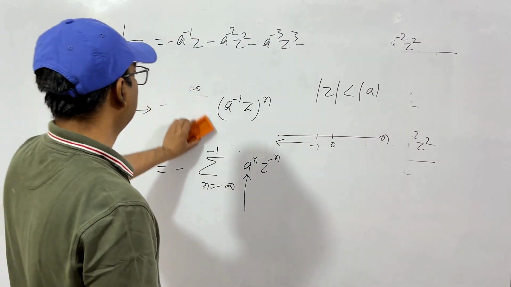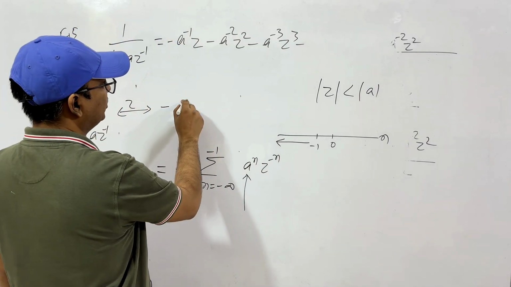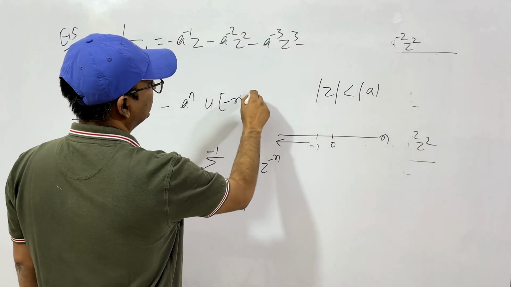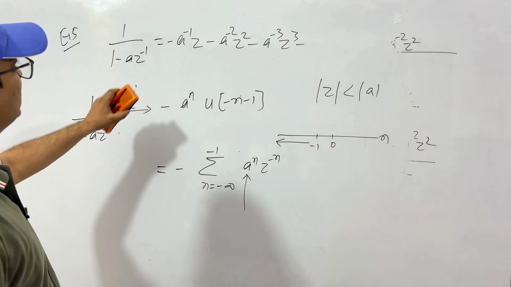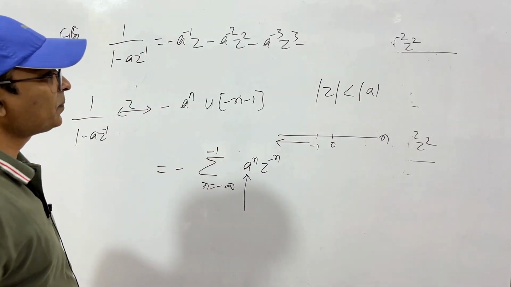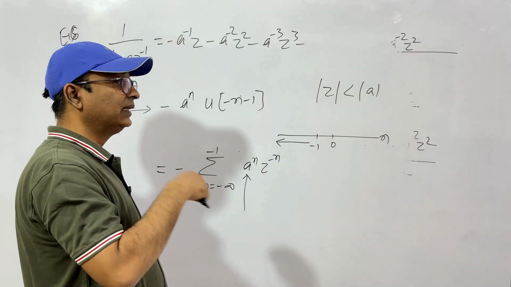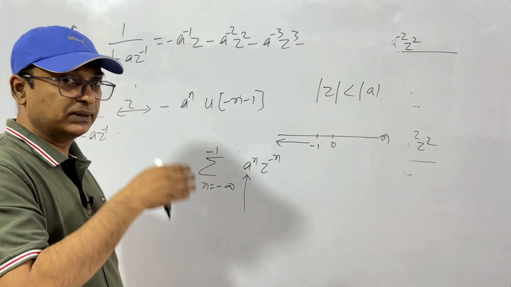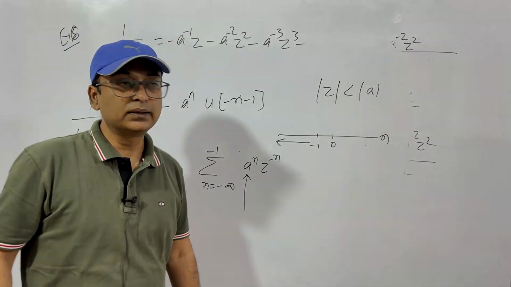So how will we write this? We'll put minus, then a to the power n. And to represent this, we use u of minus n minus 1. The series is left sided. So now you get the same question. This is the sixth. Okay, I think this is clear to you. What I advise is that you go and revise this 3-4 times. All the 6 questions or examples that I have discussed, you should revise them 3-4 times. Then it will get into your mind.